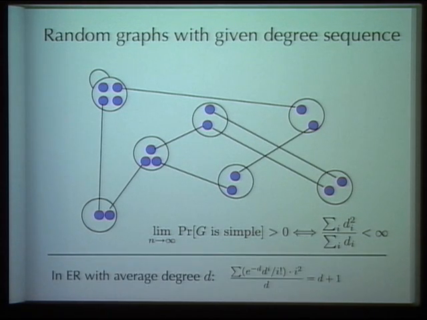To get a sense of how this requirement behaves, in an Erdos-Renyi graph with average degree d, this ratio behaves like d plus 1. So as you can imagine, the denser the graph is, the less likely it's going to be that we will get something which is simple. But on the other hand, it is not awful.